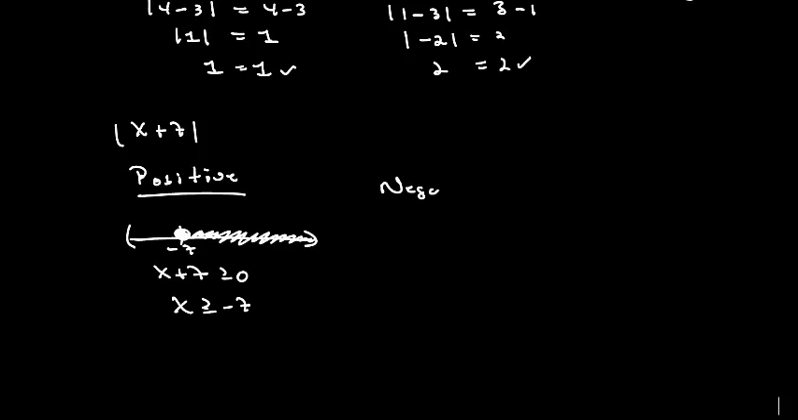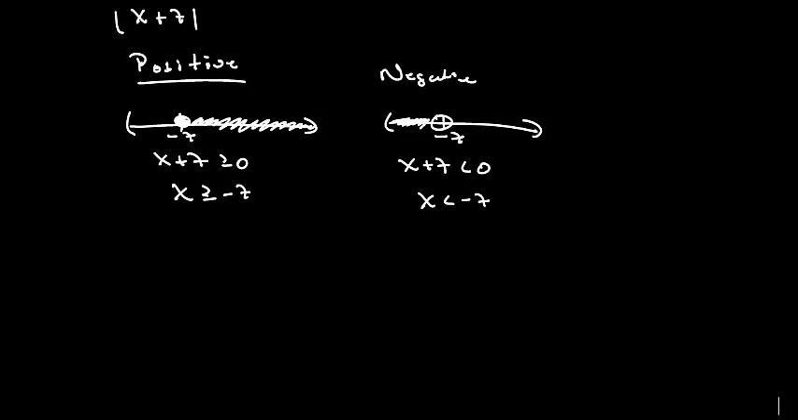What about negative? Well, of course, it's going to be the opposite of this. Well, how do we do that? When is x plus 7 negative, that's when x is less than negative 7. Over here. So we've got two intervals now to think about. The first is the absolute value of x plus 7. When it's positive, it's just equal to the inside. But when it's negative, it's equal to the opposite of what's on the inside.